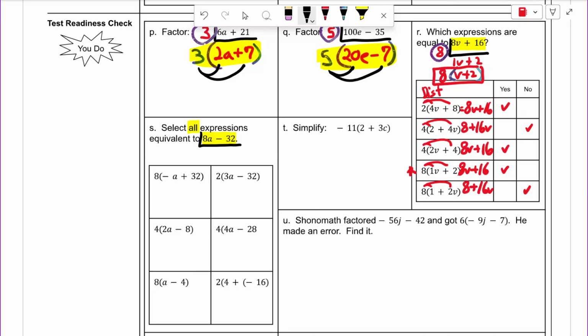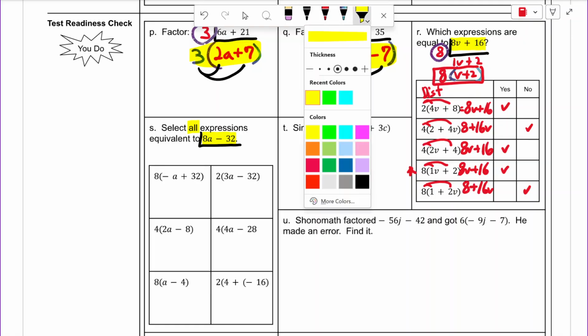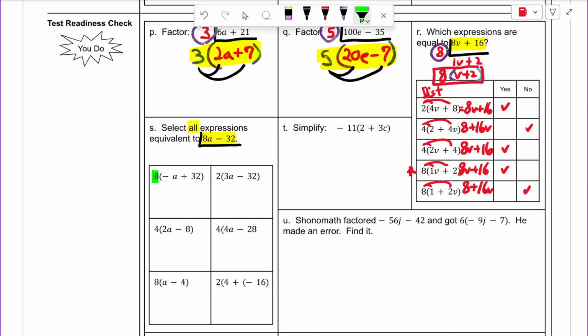But look at all the different numbers out in the front. There's 8, a 2, a 4, a 4, a 2, and an 8. So you know if you do the upside down cake, you're going to get one of these probably. But you're not going to see the other answers just like on R. So probably the best way to do this is do your distributive property for each of them. Pause the video and work your way through it and find out which ones are equal to 8a minus 32. Pause now.